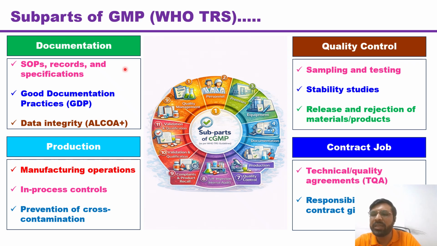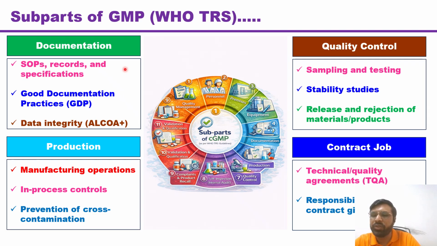The next one is release and rejection of the material products. If all the results are satisfactory, we have to release the products. But if our results are not satisfactory, we have to reject the material or products so that we can maintain the patient's safety and efficacy.